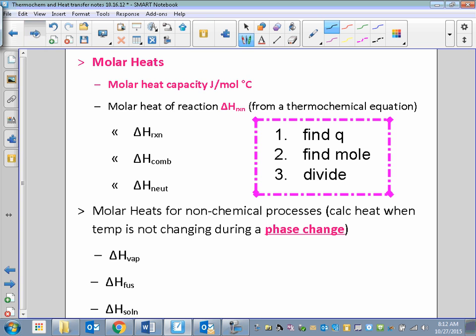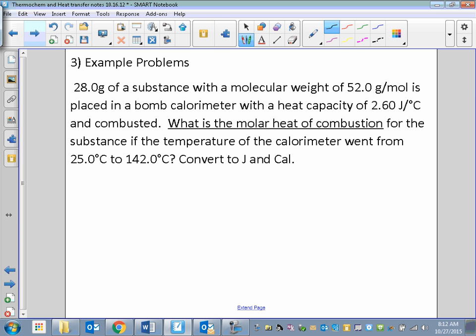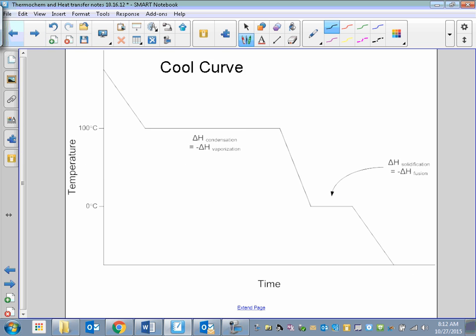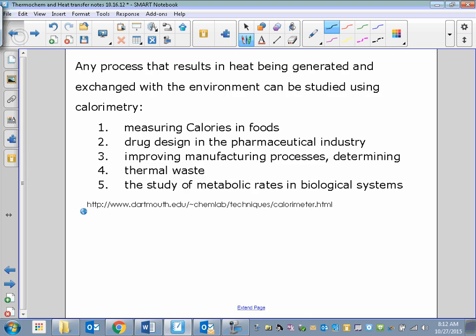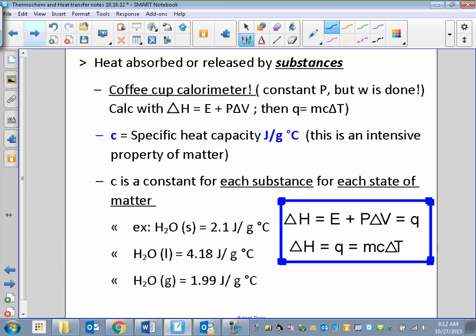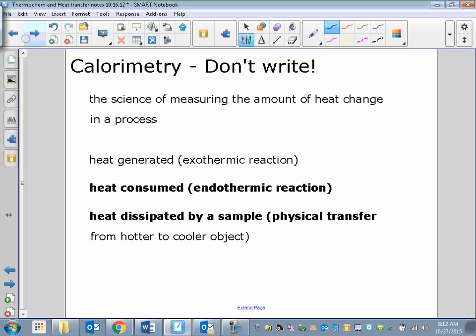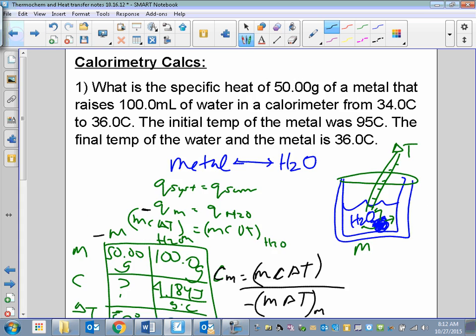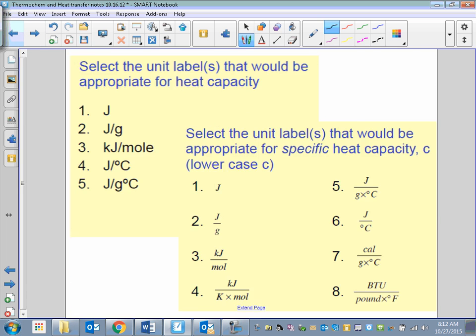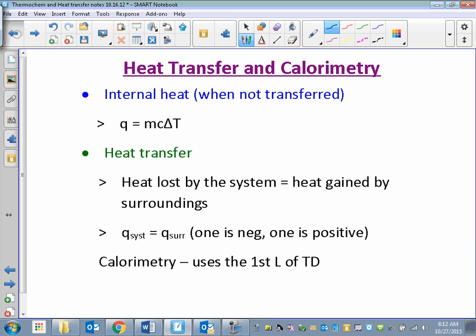Let's do... Oh no, I gotta go back. Okay, so we did the one that I really wanted to do. Let's go back to the beginning, and then I'll see what we actually need to talk about here, because you guys got a lot of that. Sorry, am I going the wrong way? Who knows? There we go, okay.